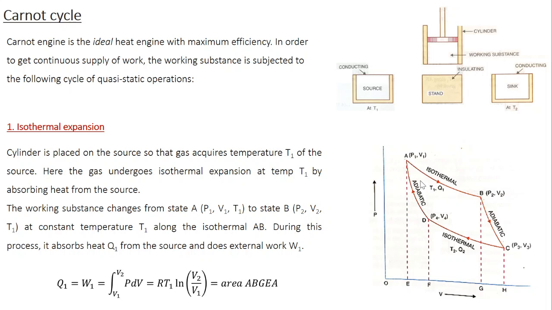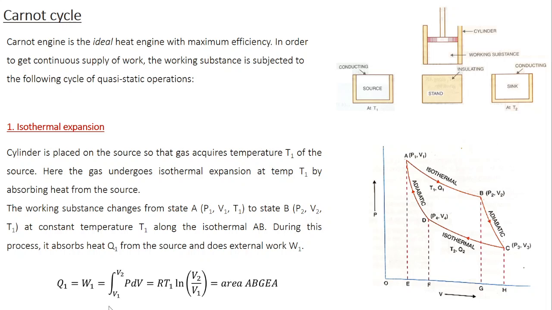So if you imagine that the working substance changes from initial state A, characterized by coordinates P1, V1, T1, to the final state B, characterized by P2, V2, T1, at constant temperature T1 along the isothermal AB. During this process, the working substance absorbs heat Q1 from the source and it does external work W1. Since there is an increase in volume, work is done by the system. So the system absorbs heat energy from the source and does some external work.